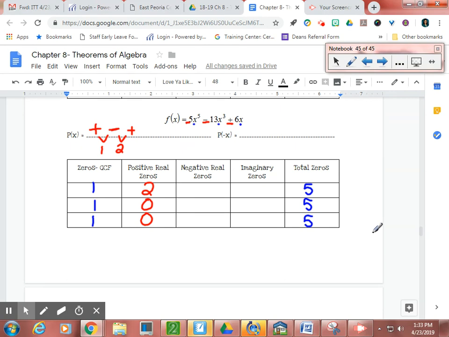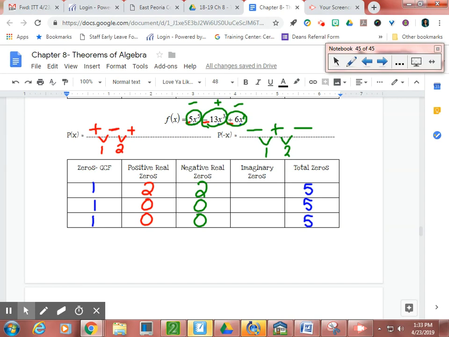So now let's look at the negatives. I'm going to circle all of my raised to the odd power. All of these are raised to the odd because technically that's raised to the first. So this one was positive, now it's negative. This one was negative, now it's positive. This one was positive, now it's negative. So it goes negative, positive, negative. 1 change, 2 change. So I would have 2, take away a pair is 0, and 0.